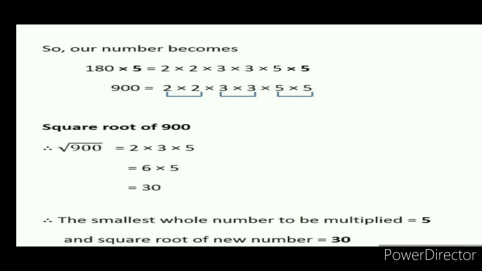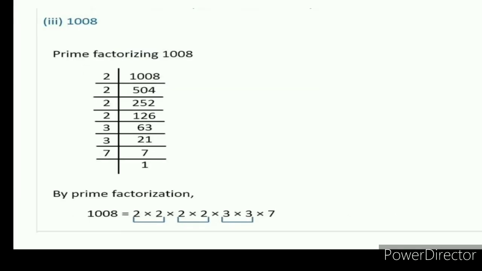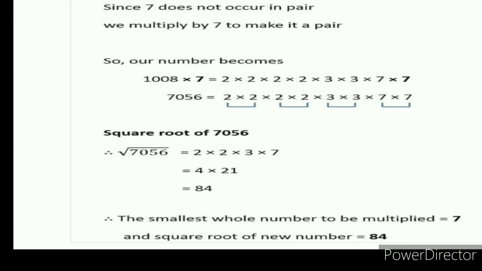Next number 1008. Prime factorizing 1008, what will you get? Yeah, 2 into 2 into 2 into 2 into 3 into 3 into 7. Here, which is single, not existing in pair? Yes, 7. Since 7 does not occur in pair, we multiply by 7 to make it a pair.